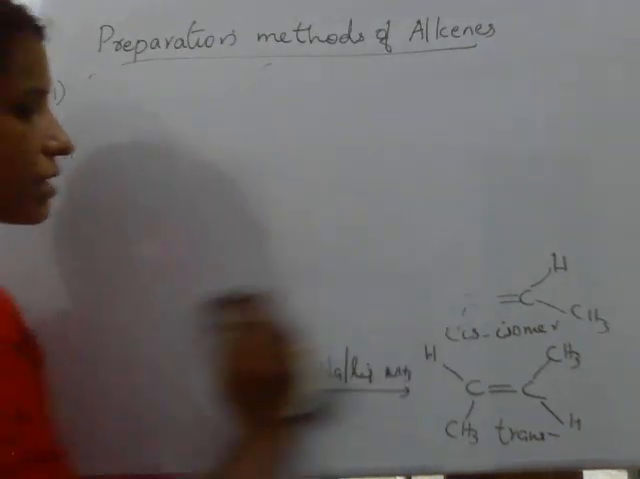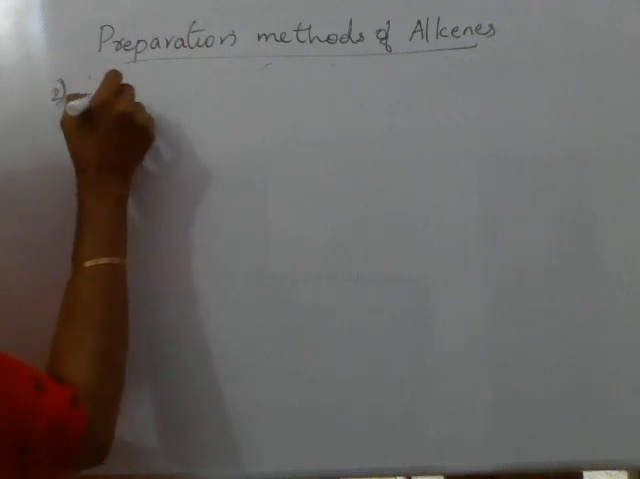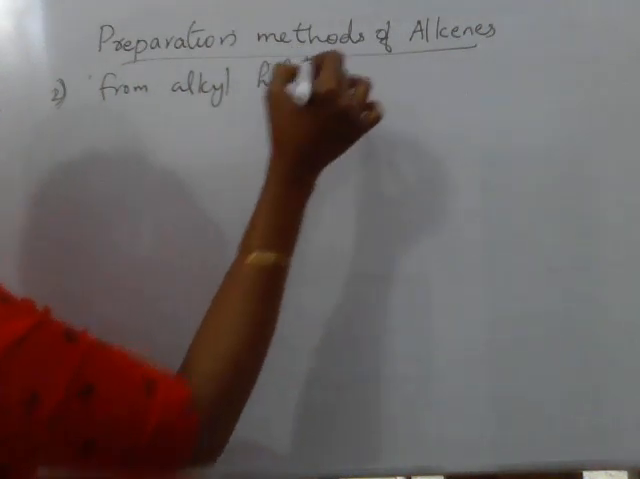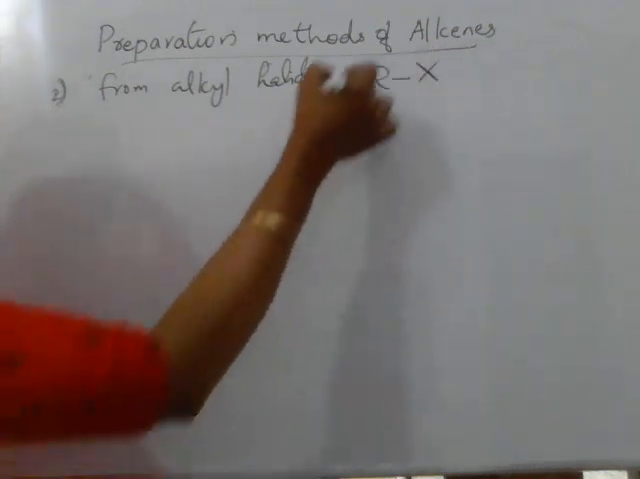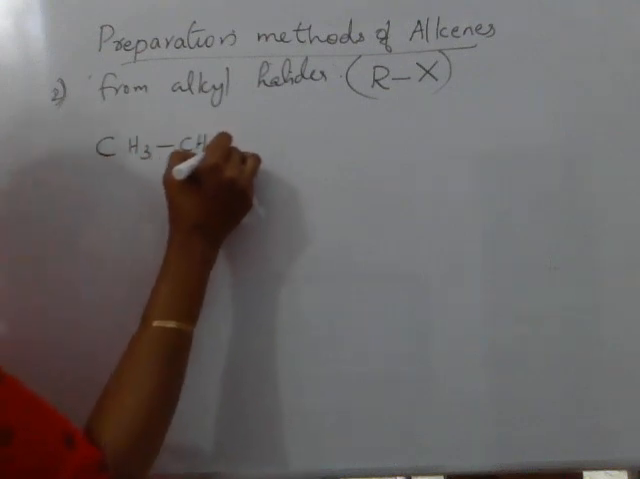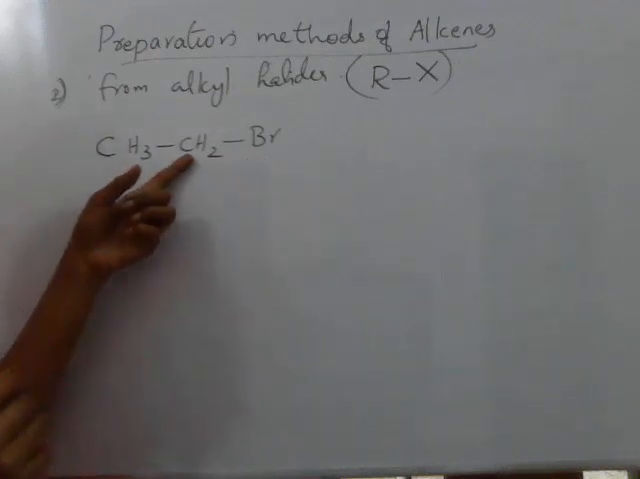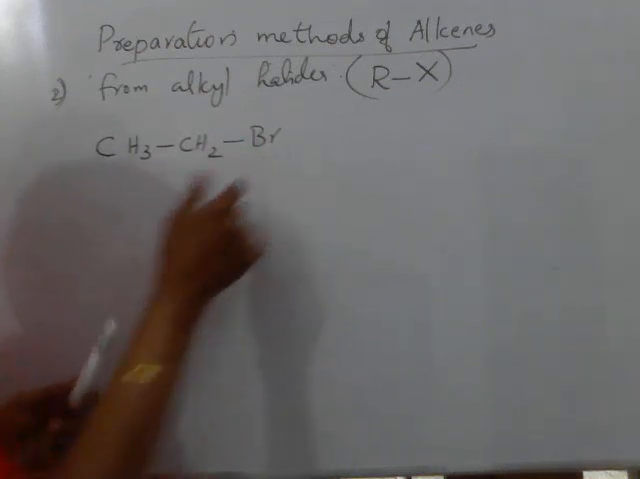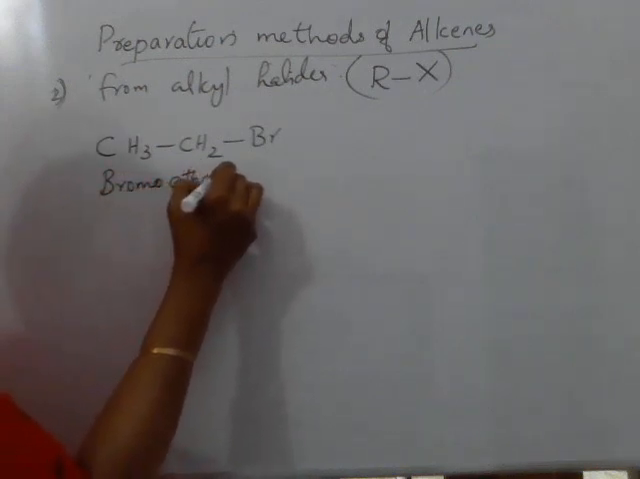Now, the second method to prepare alkene, that is from alkyl halides. Alkyl halides means in an alkane one hydrogen atom is replaced by halogen. For example, if you take CH3, CH2, Br. So one halogen atom, bromine, is attached to an alkane. A hydrogen atom of an alkane is replaced by a bromine atom. So this is ethyl bromide or bromoethane. The name of the compound is bromoethane.